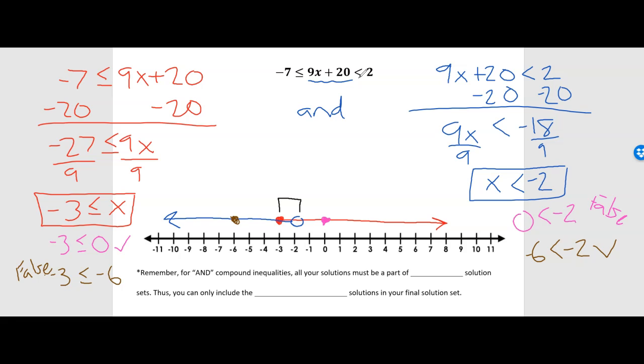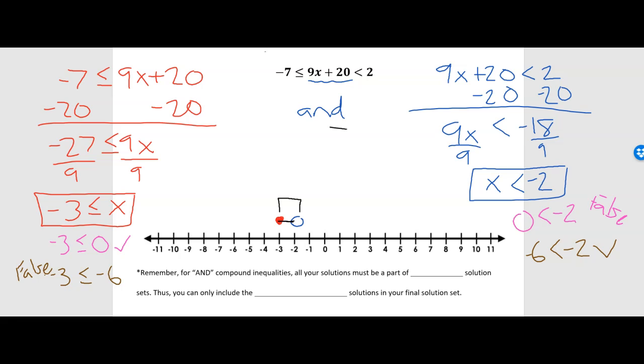So we have to shorten our solution set. And I'm going to have to erase some stuff here. The only solution set that we have is right here, because that's where the overlap is. So our solution set is actually much tinier than it looked like it was. It only includes numbers from negative 3 to negative 2. We can include negative 3. We cannot include negative 2 based on our open versus closed points.